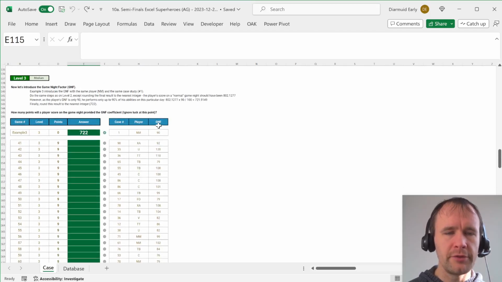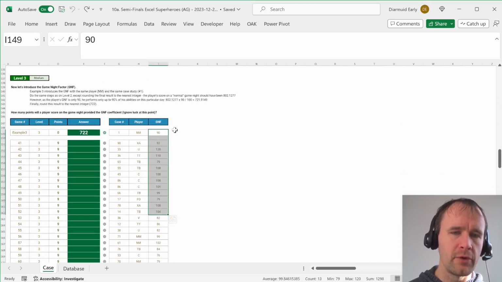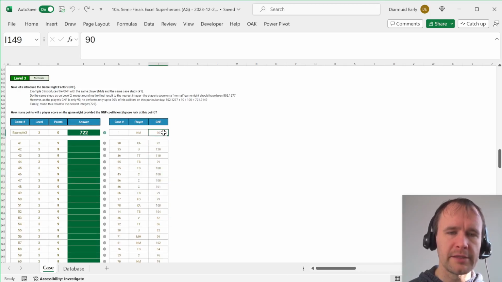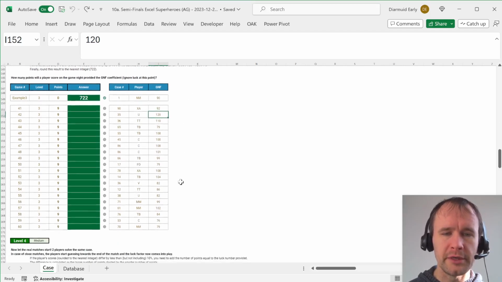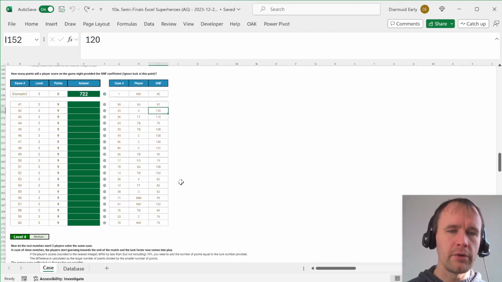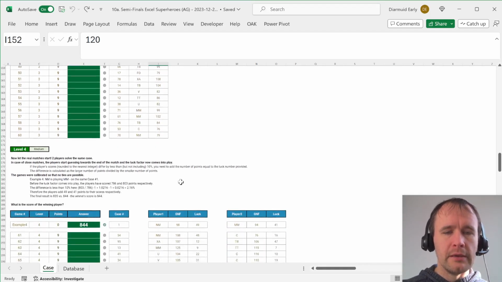So then we go on to level 3. We add in another factor, which is game night form, and you multiply by that. In other words, 90 means you score 90% of what you would score on an average day. 120 means you score 120%. So it's just up or down according to form that day.